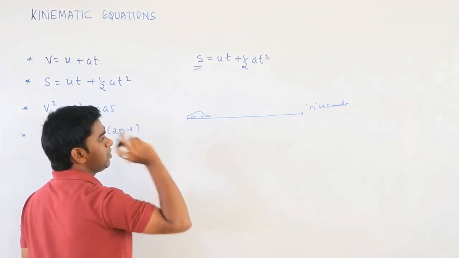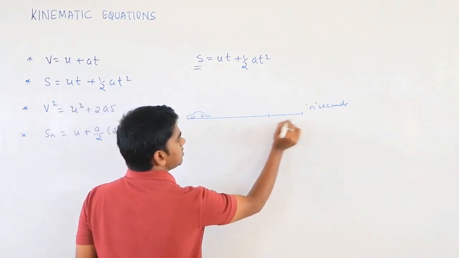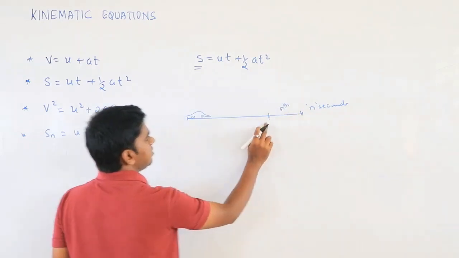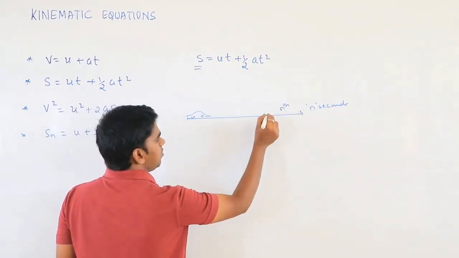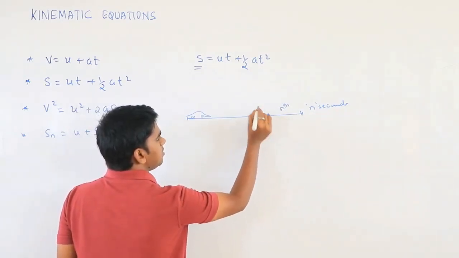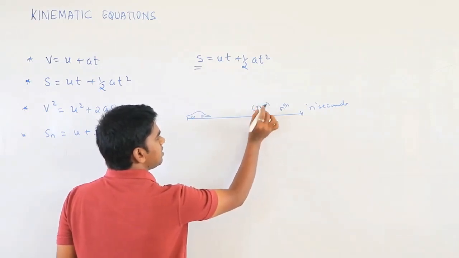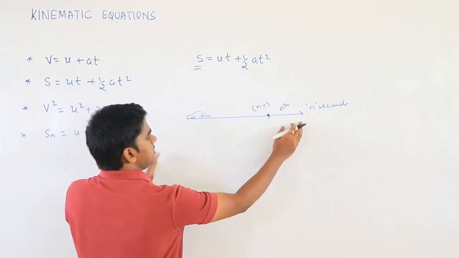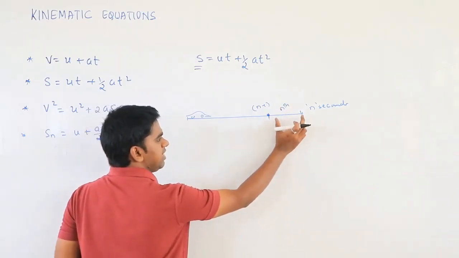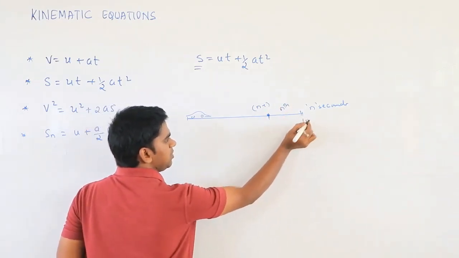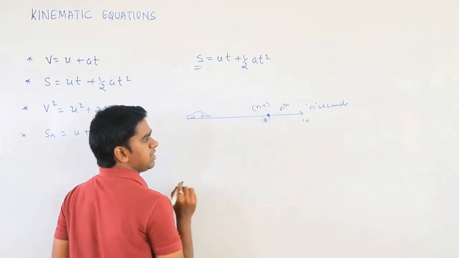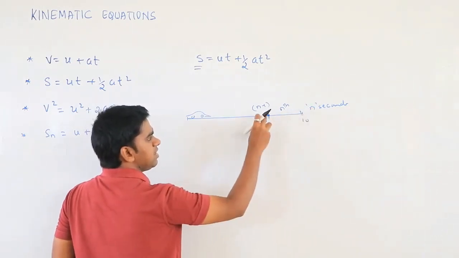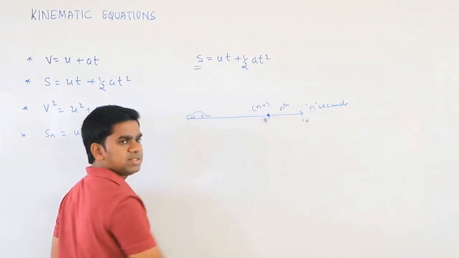Okay, now what do you want to calculate? You want to calculate the distance traveled in the last, nth second. This is the nth second. If this is n, what will this point be? This is going to be n minus 1 second. So to cover this much distance, if it takes 10 seconds here, then here it is going to be 9 seconds. Similarly, here the time is n seconds, and here the time elapsed is n minus 1 seconds.